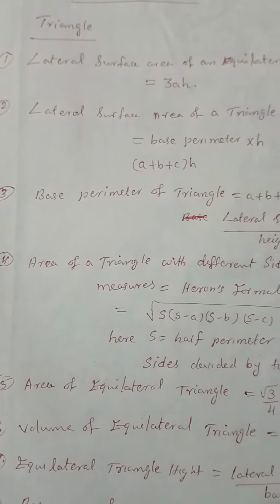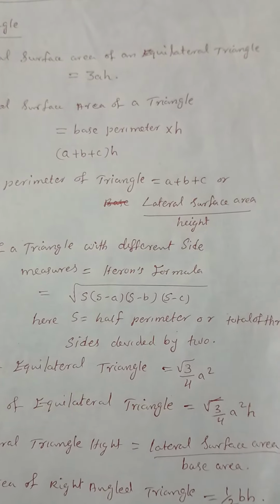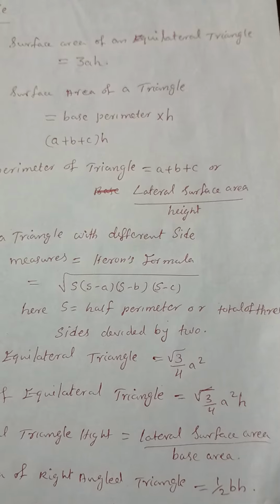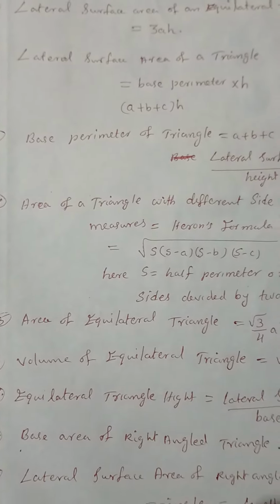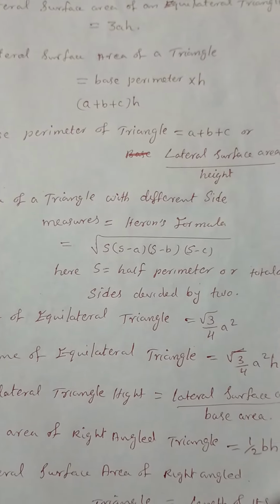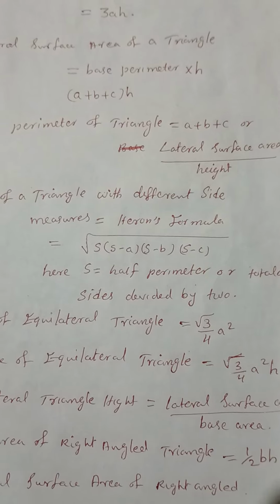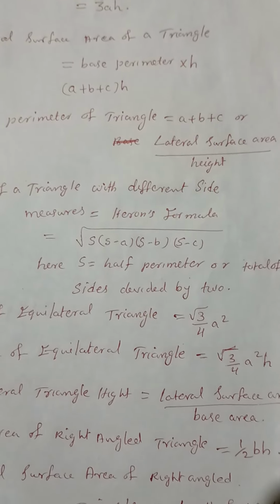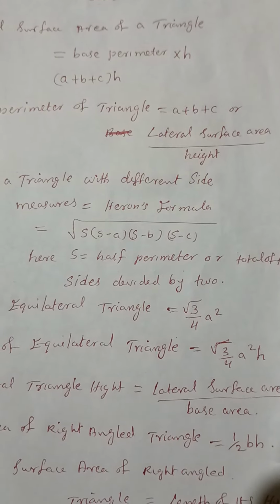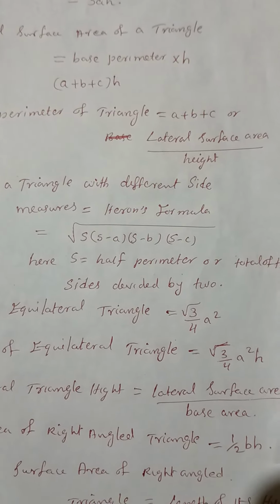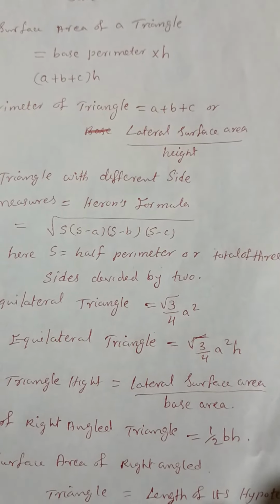Next, base perimeter of a triangle is equal to A plus B plus C, or lateral surface area divided by height. Next, area of a triangle with different side measures is equal to Heron's formula. That is root of S into (S minus A) into (S minus B) into (S minus C). Here S is equal to half perimeter, or total of 3 sides divided by 2.